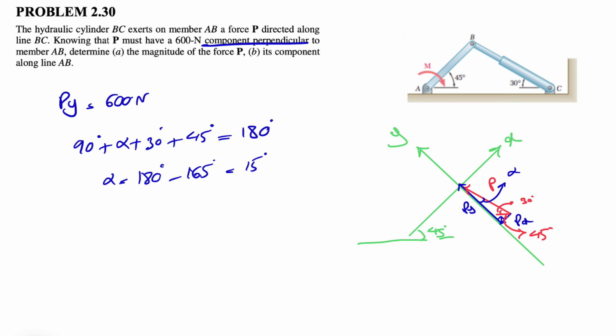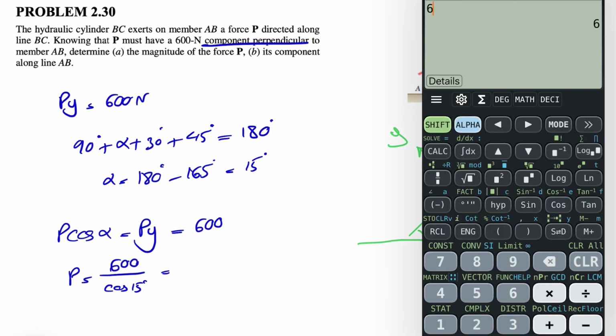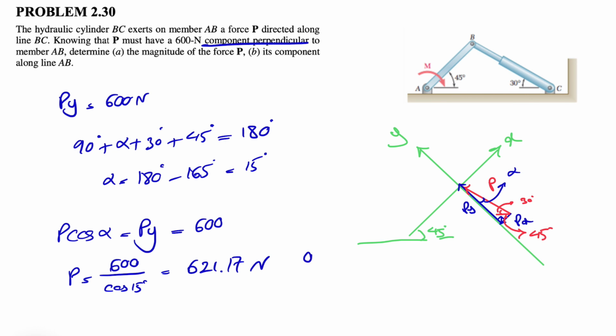So now it's pretty easy, since we know that P cosine of alpha is going to give us Py, which we know is 600. So our P in here is basically 600 divided by cosine of alpha, which is 15 degrees. So 600 divided by cosine of 15, that's going to be 621.17 Newton. So that was the A part of the question.